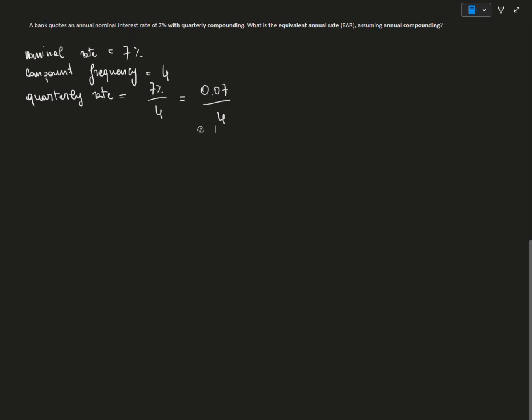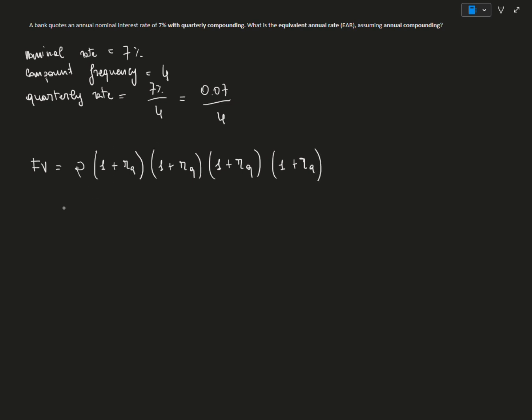And we also know that the future value of some principal with quarterly compounding will be P times (1 plus rq), that's the first quarter, times (1 plus rq), that's for the second quarter, times (1 plus rq), third quarter, and times (1 plus rq) again. That's for the fourth quarter. And another way we can write this is just P times (1 plus rq) to the power of 4.